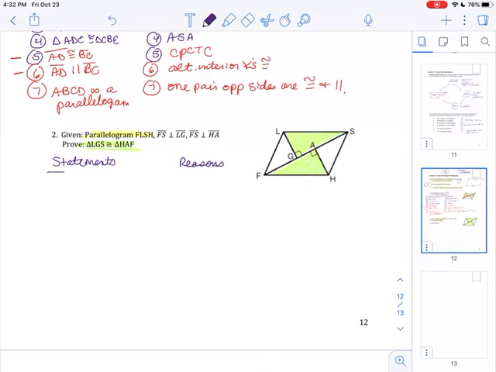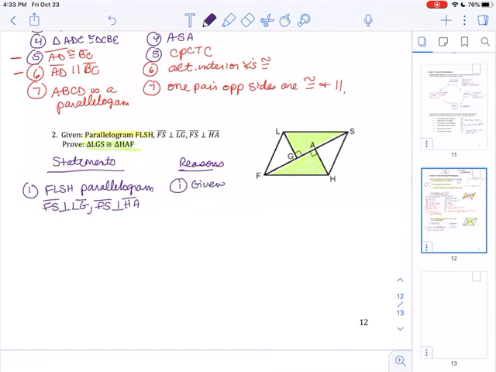All right. So I'm going to start again in purple. I got my statements on the left. I have more room here. I got my reasons on the right. You'll have plenty of room always on a test or a Regents. So FLSH is a parallelogram. And FS is perpendicular to LG. And FS is perpendicular to HA. As soon as you're reading the fact that they're perpendicular lines, you know that there are right angles in there.